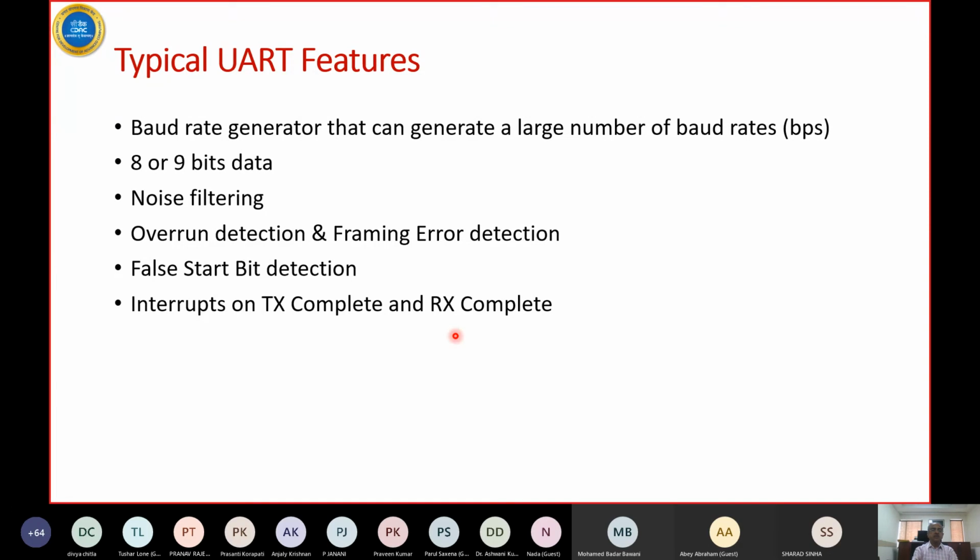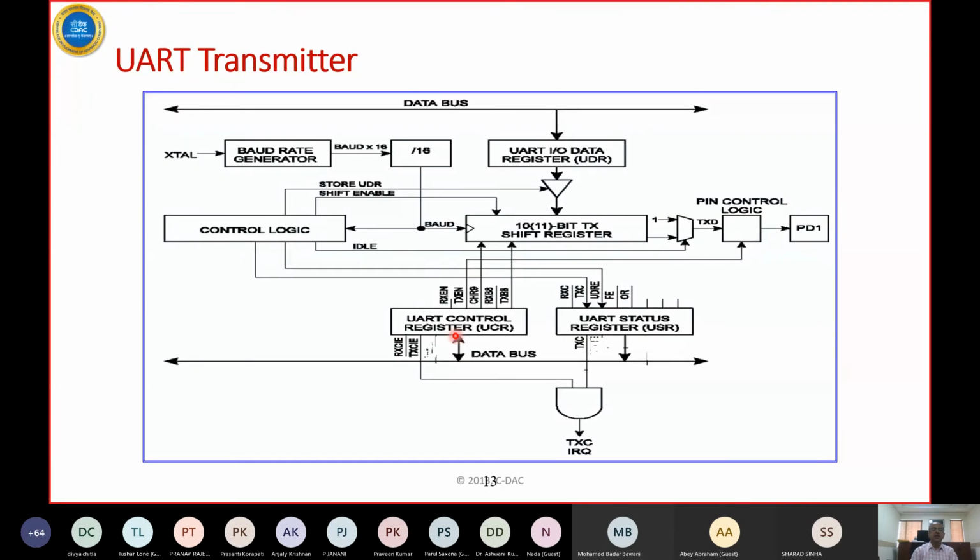The UART was ready to receive a byte. 8 data bits came in, parity was checked, everything was all right. So RX complete. That's another way a UART can interrupt the CPU. So here I have shown a typical diagram of a UART's transmitter section.